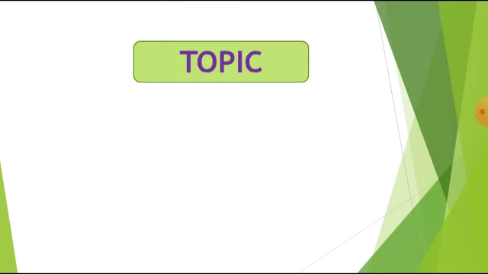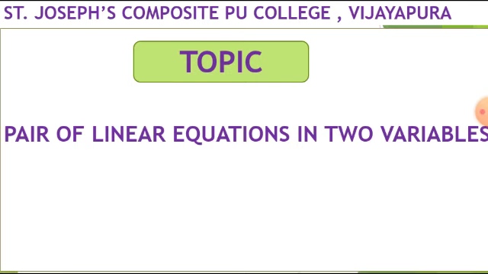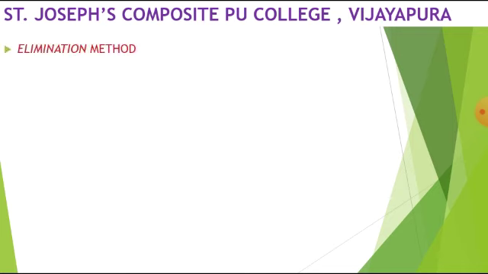Let us move to the continuation of the topic, that is a pair of linear equations in two variables, part 2. In the previous session we learnt about the methods of solving a pair of linear equations in three ways: the substitution method, the elimination method and the cross multiplication method. We have already learnt about the substitution method. Let us go for the elimination method.